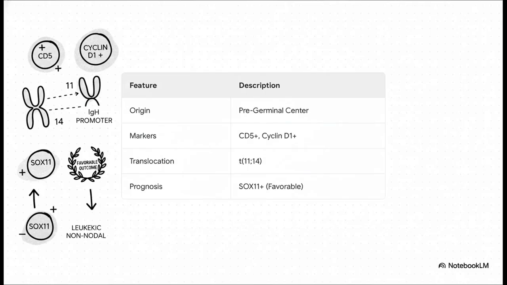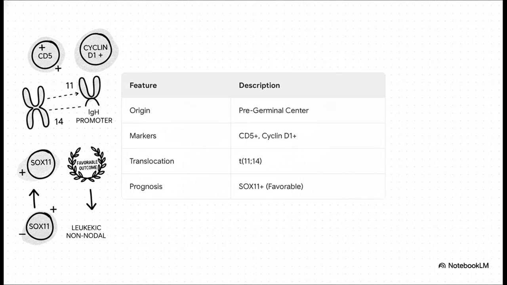Let's look at the molecular fingerprint of MCL. You'll see it expresses CD5 and cyclin D1. Now, that cyclin D1 is the real problem. It's a key regulator that controls the cell cycle, and it's massively overexpressed because of MCL's signature genetic mistake, the t(11;14) translocation. What happens is the cyclin D1 gene on chromosome 11 gets moved right next to the super powerful immunoglobulin heavy chain promoter on chromosome 14. B cells are designed to crank out immunoglobulins, so that promoter is always on full blast. Now it's mistakenly driving cyclin D1, leading to runaway cell division.